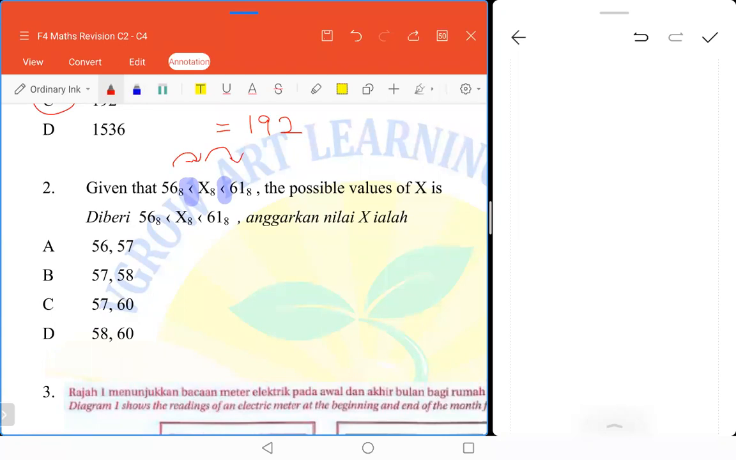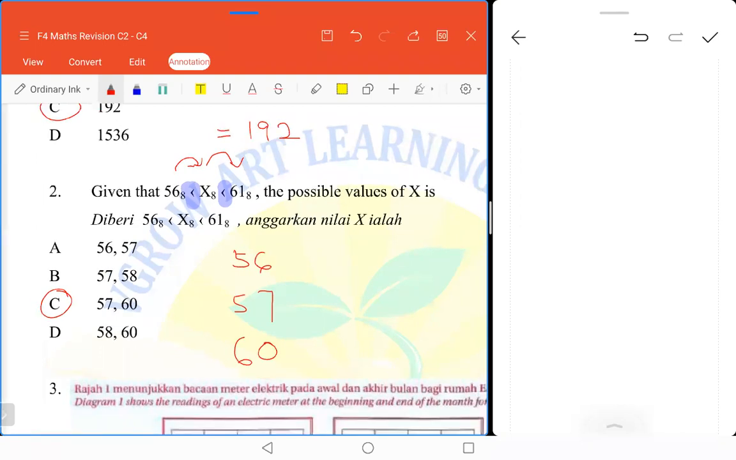Okay, correct? Yep, correct. 5, 7, and 6, 0, correct. C. So after 5, 6 is 5, 7. After 5, 7 is 5, 8, right? Supposed to be 5, 8. But because of base 8, 8 cannot appear. So add 1, become 6, 0. So answer is C, correct. Well done.